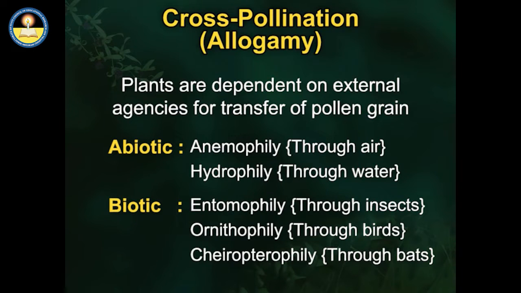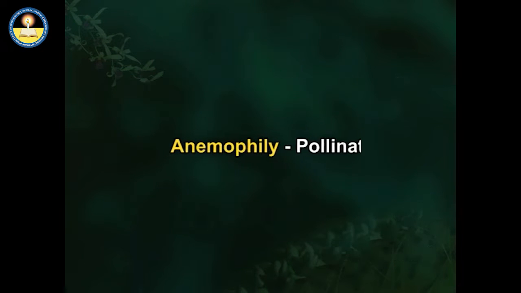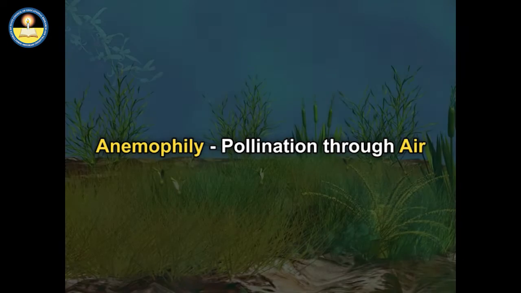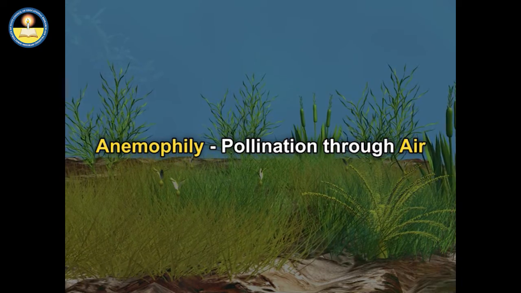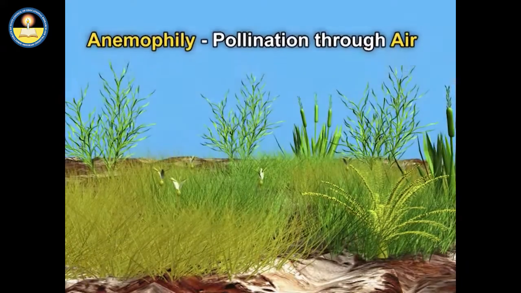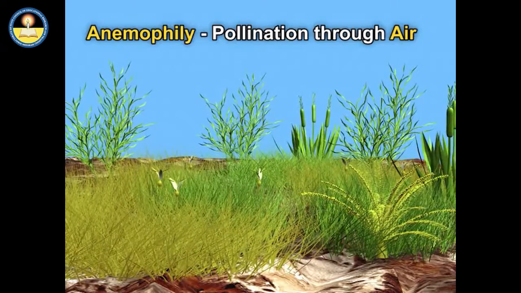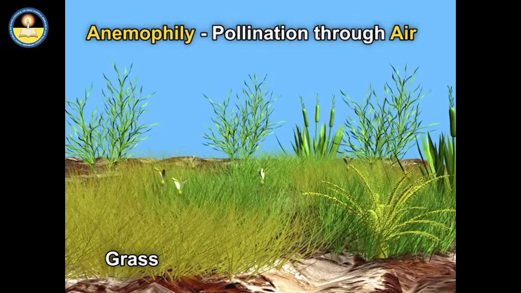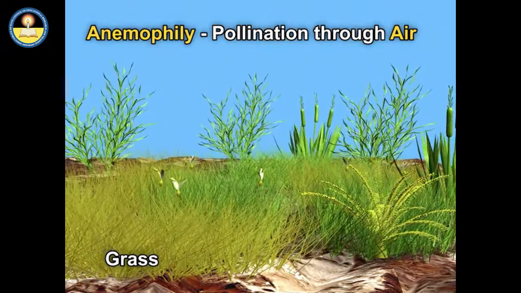Let us understand each with the help of visuals. Anemophily means pollination through air. It is the simplest form of pollination through wind. The wind-pollinated flowers show the following characteristics. This is grass. The flowers are unisexual.